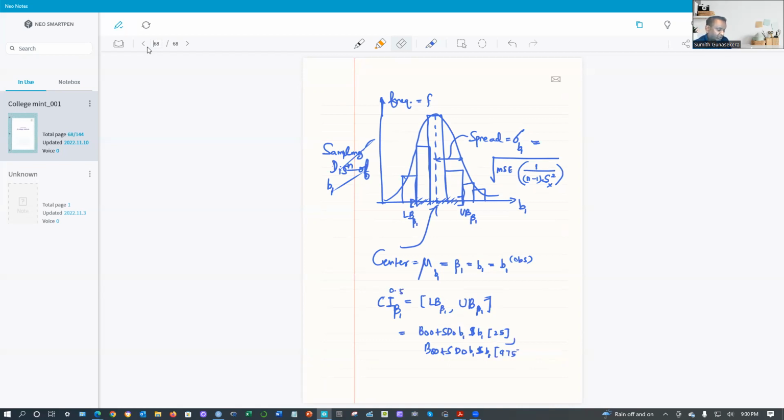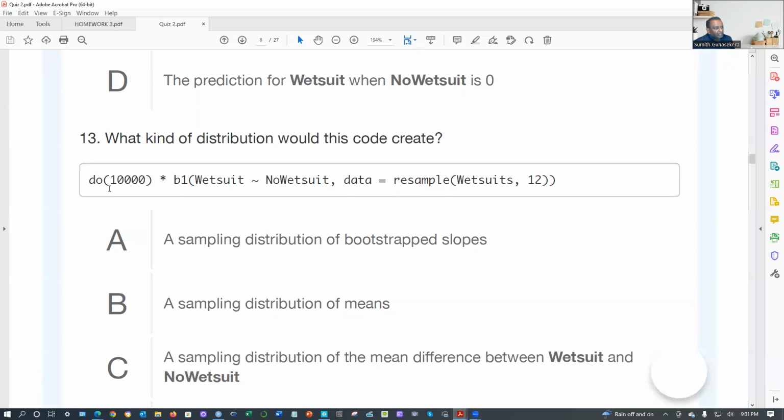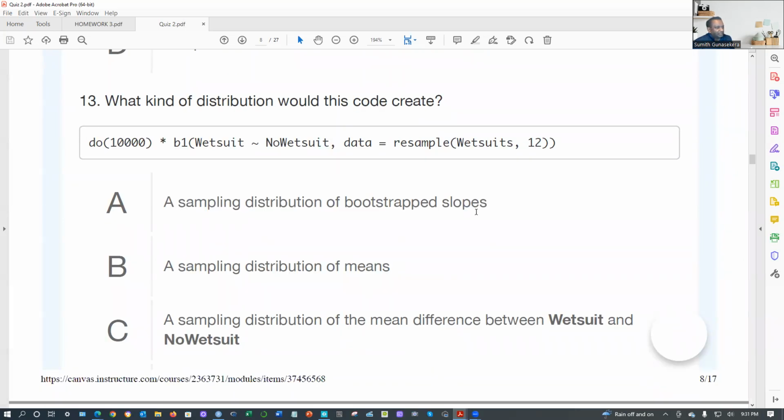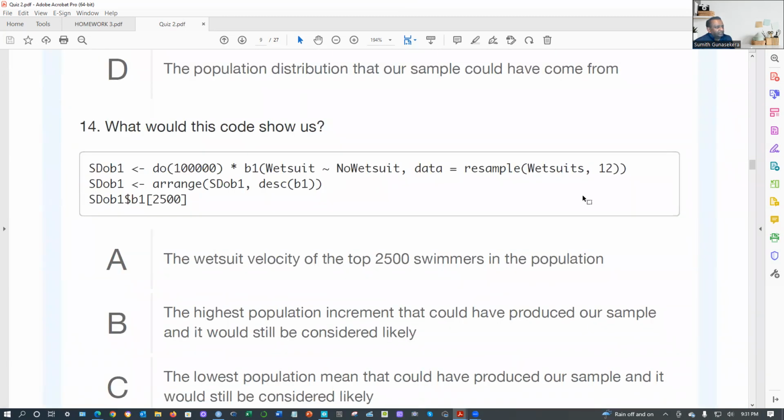I remember that we did this in two ways. If you simply go to the data frame, you have to put the comma. Or you go to that particular variable, variable B1, like that. Everything is an estimate. So this would just create a sampling distribution of bootstrap slopes. What would this code show us? This is descending order. I did this one in ascending order. That's why they put descending order, so that they read from this side.